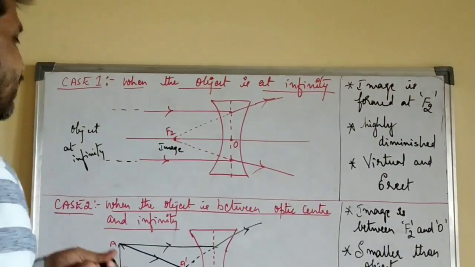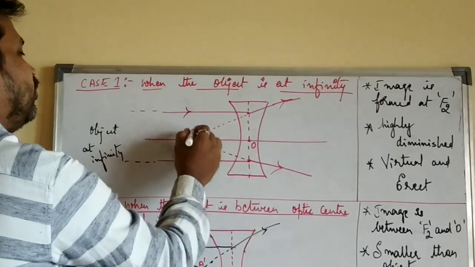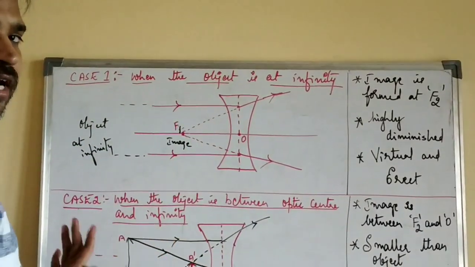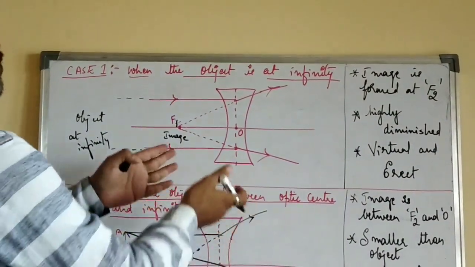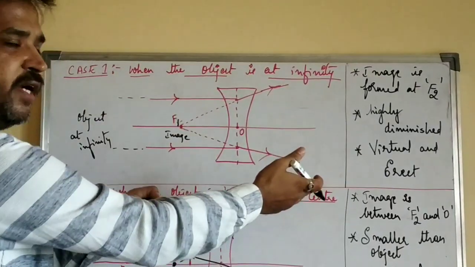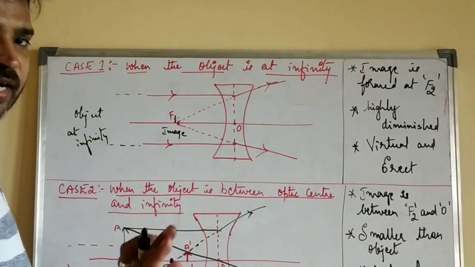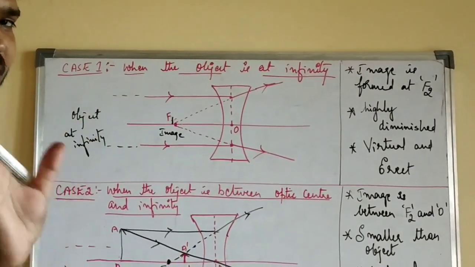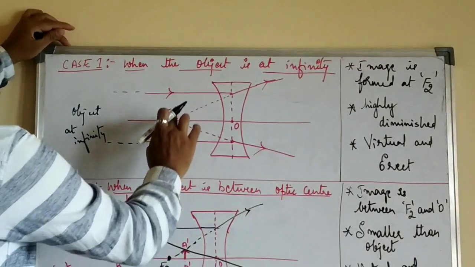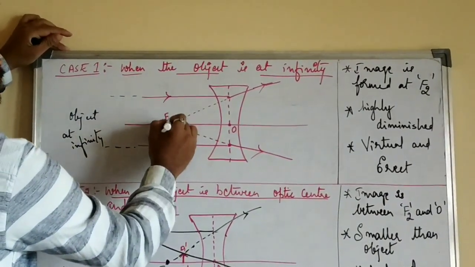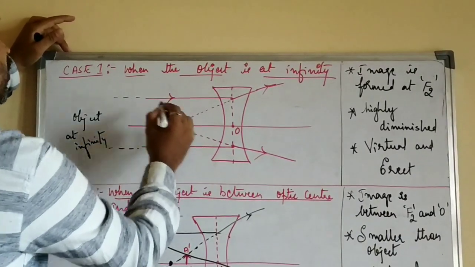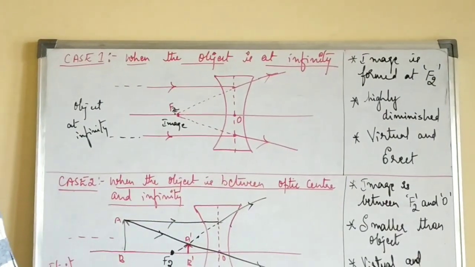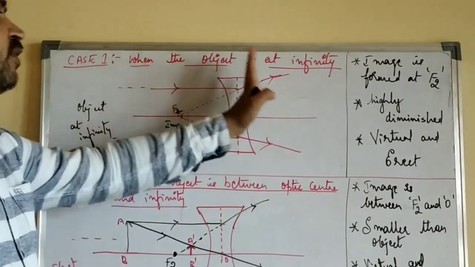In textbooks they have given F1 on this side and F2 and 2F2 on that side. It makes no difference whether you write F2 to the left or F1 to the right, or F1 to the left or F2 to the right, as long as you take the focal lengths properly. If the focal lengths are proper, then it is okay, it makes no mistake. So here I have taken F2, no problem. For the convex lens I have taken F1 to this side and F2 to that side. For the concave lens, for my convenience, I have taken F2 to the left side and F1 to the right side.